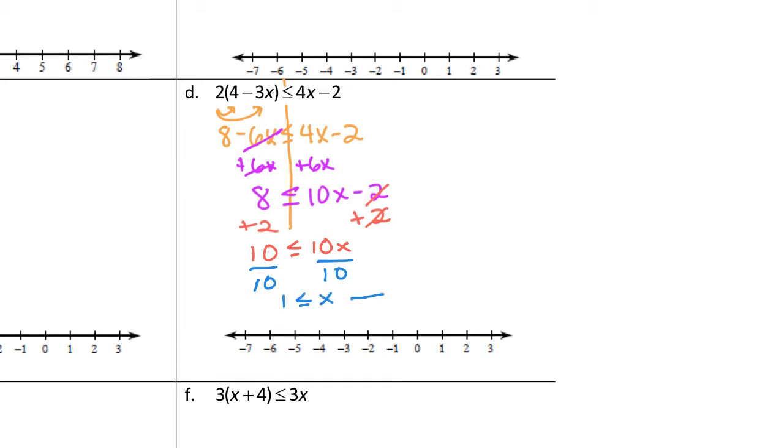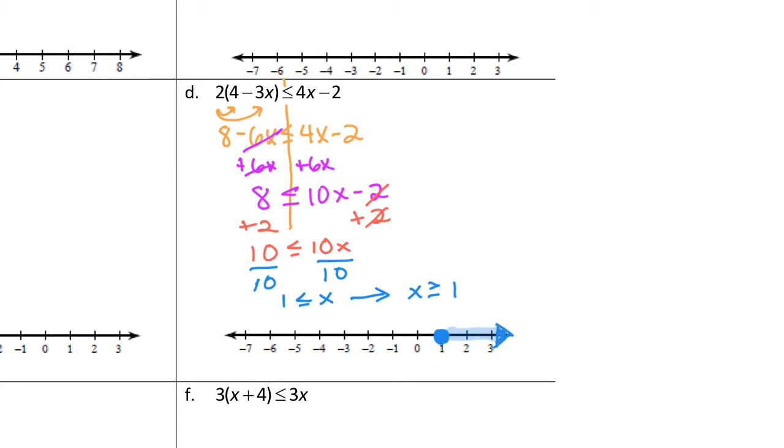Now you need to be very careful. It's really a good idea to rewrite this and reverse the symbol. Another way you could do this is just what I like to say, read it backwards. X is greater than or equal to 1. So we're going to put a closed circle at 1 because there's an equal sign there, and shade it above, greater than 1, adding an arrow to the end.